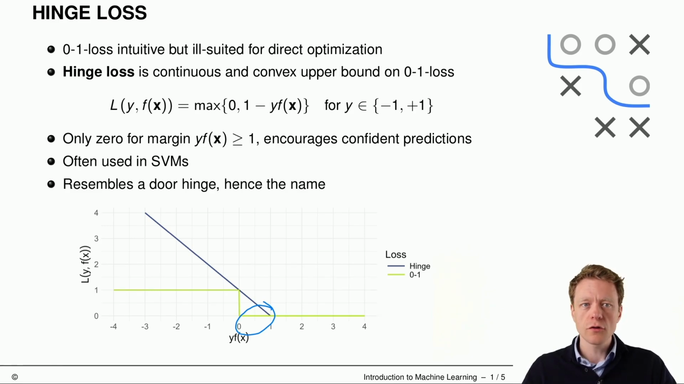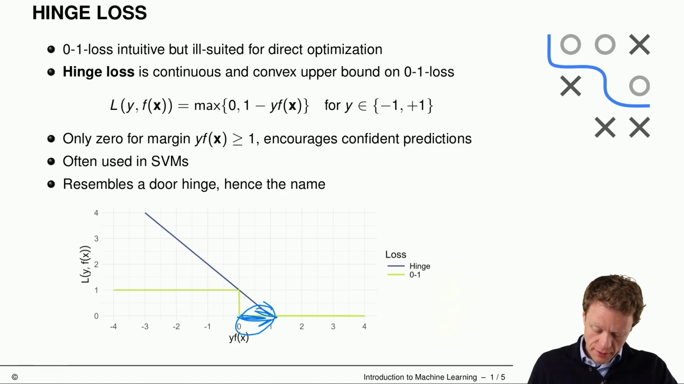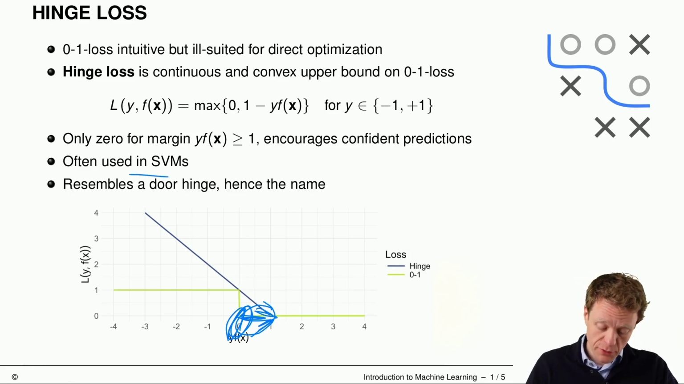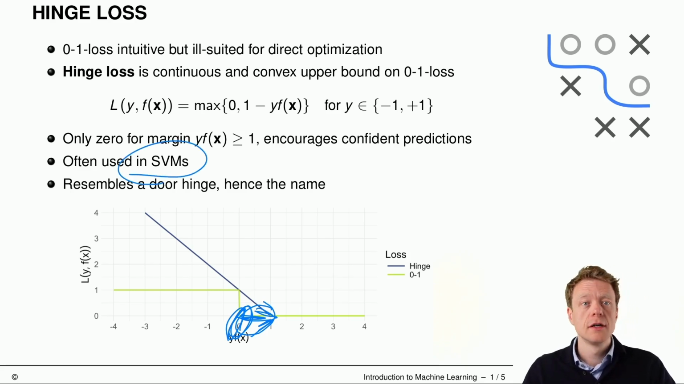So the Hinge loss also penalizes this a little bit, so forces the classifier a little bit to be confidently correct in its predictions, right? So we want to be a little bit further away from the 0 value here. We can, for example, use this in support vector machines, because also there we want to have some margin around the decision boundary where we have not that many points. Well, and Hinge loss is called that because it resembles a door hinge.